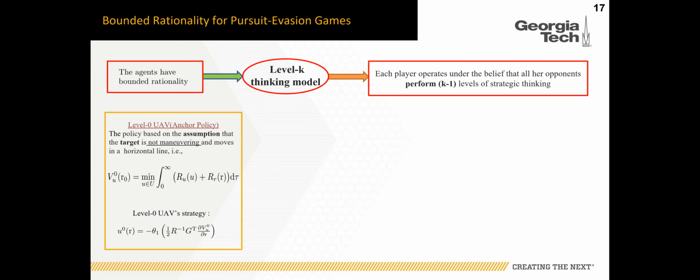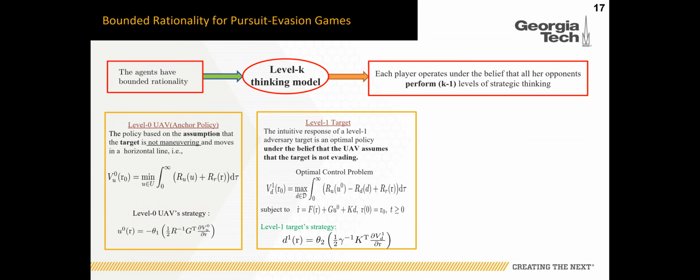So you can think that the level 0 UAV assumes that the target is not maneuvering, okay? There are lots of works in the literature on pursuit evasion where the target goes on a straight line. So as you can see here, my cost doesn't incorporate any target penalty for now. And then if we go to level 1, this UAV will assume that the target is not evading. So you see here that I have the first level, and this is my u0, where u0 goes on a straight line. So I derive my policies based on the belief that my target is not evading, okay?